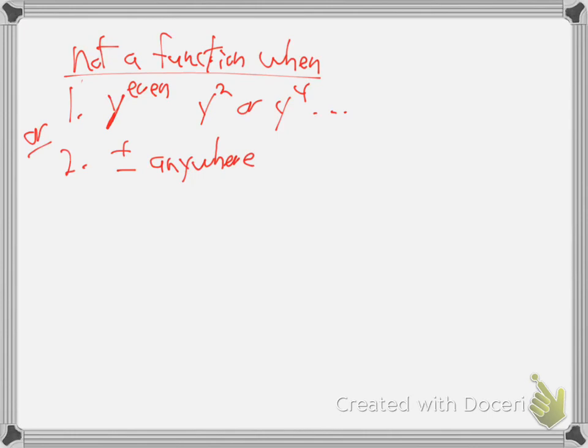Otherwise, if you don't have those two things, it is a function. Wait, what's number two again? Plus or minus anywhere. So those are the two conditions by which you would not be a function. You're not a function if you have an even power on y or if you have plus or minus anywhere. Now, why would an even power on y wreck it?